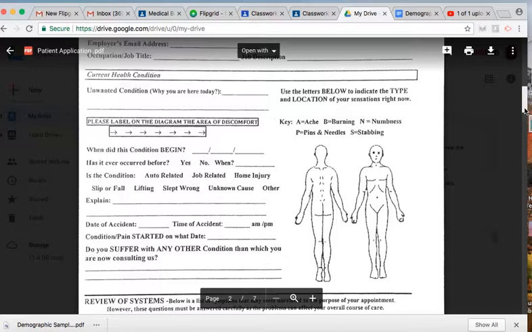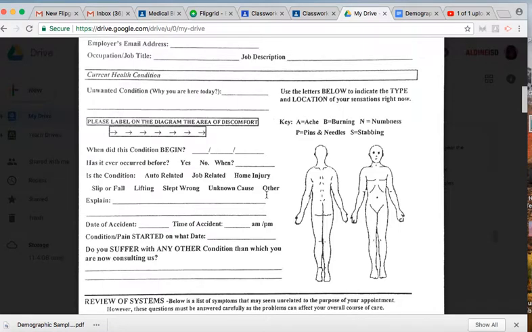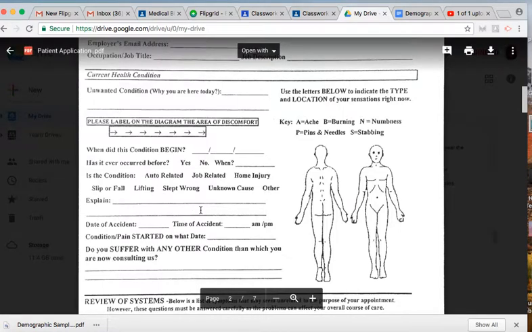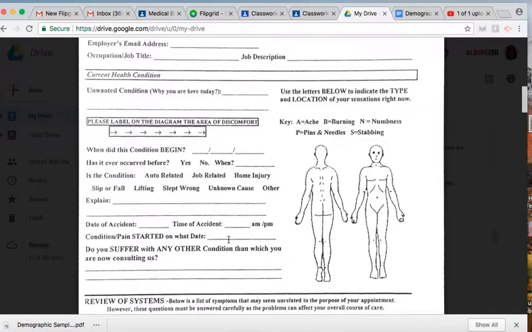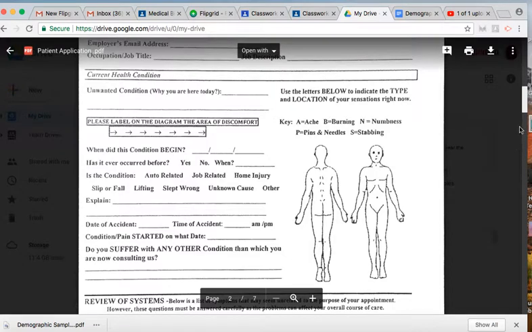When did this condition begin? You could put years ago. You could put 2 weeks ago. You could put the date if it's listed. Has it occurred before? Yes. And all of your conditions are going to be denoted as other. And explain. If the patient has a story, explain it. You will not have to worry about the date of accident, time of accident, because none of these are accidents. And if the case study gives you descriptions as to what they're feeling and where it's located, you will mark it here on the body on the right.